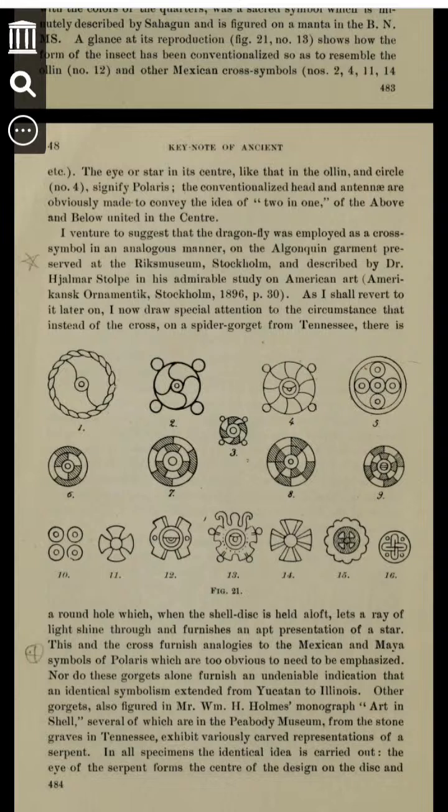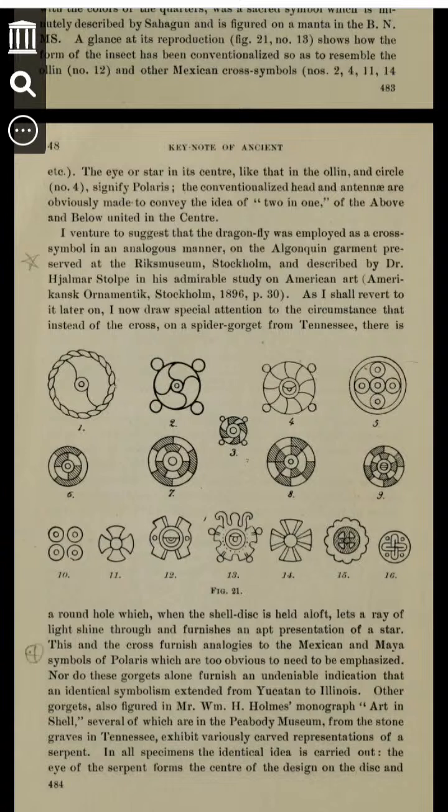Nor do these gorgets alone furnish the undeniable indication that the identical symbolism extended from Yucatan to Illinois. Let me read that part again. This and the cross furnish analogies to the Mexican and Maya symbols of Polaris, which are too obvious to be emphasized, nor do these gorgets alone furnish an undeniable indication that an identical symbolism extended from Yucatan to Illinois. And what's in Illinois? Ain't the Cahokia Mounds in Illinois?